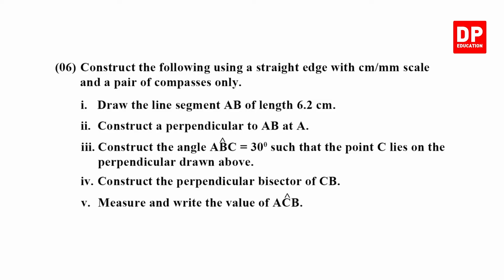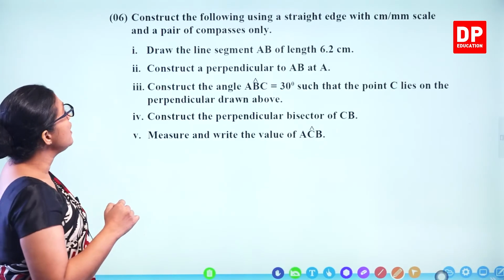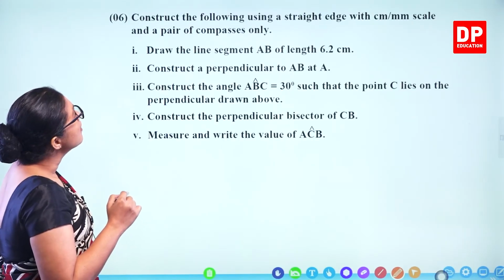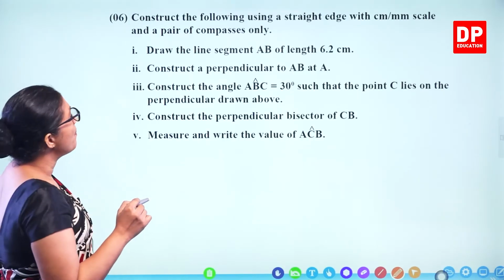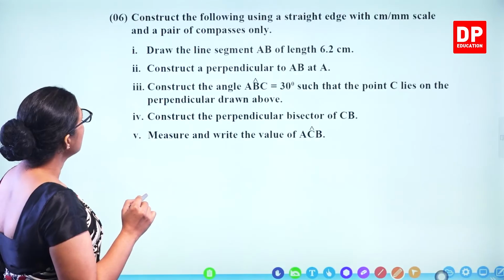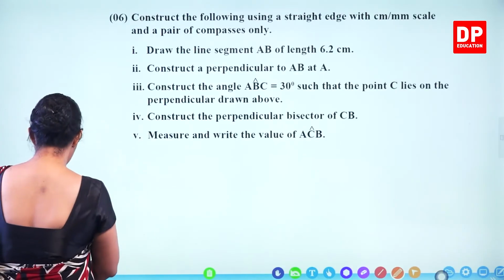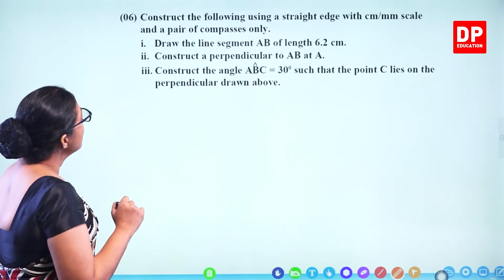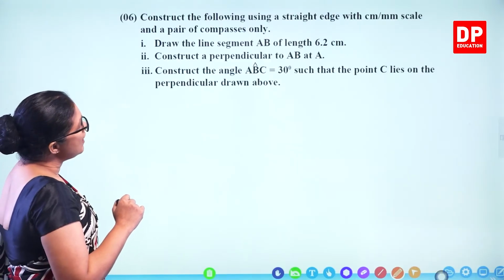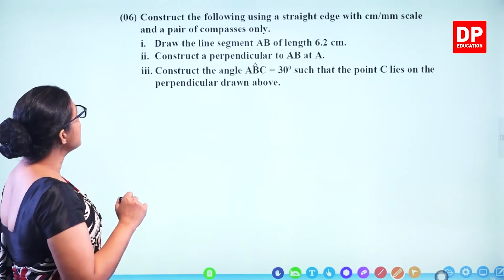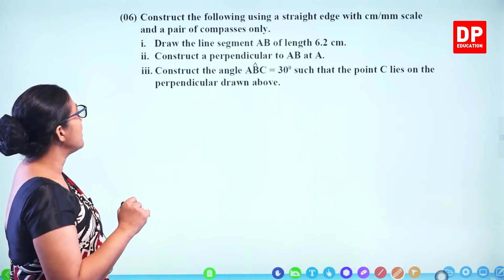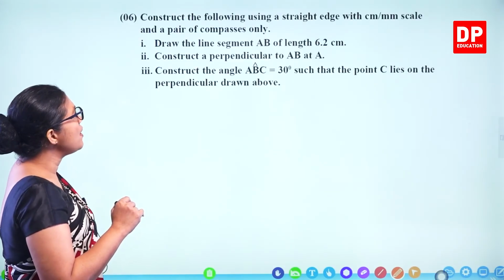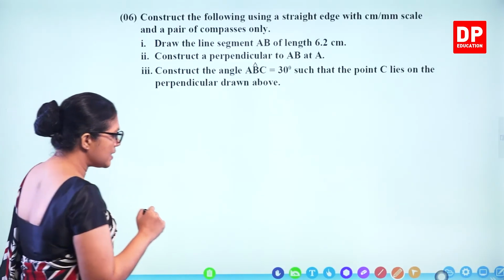Question number 6, that's construction. You need to use your ruler and the compass. And we'll do separately all these parts. Construct the following using a straight edge with centimeter millimeter scale and a pair of compasses only. Draw the line segment AB of length 6.2 centimeters.